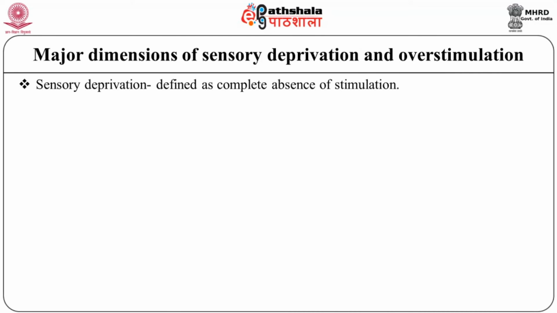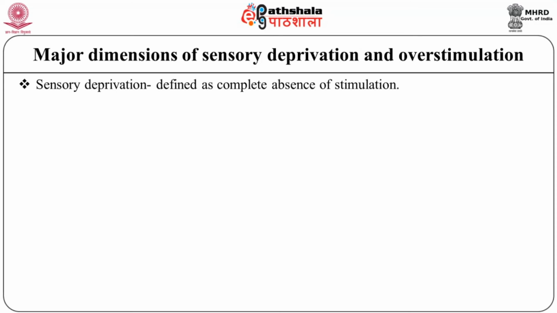Now, let us see the major dimensions of sensory deprivation and overstimulation. Sensory deprivation can be defined as the complete absence of stimulation. But does this mean an absolute zero of stimulation? For example, complete darkness or an unvarying homogeneous background of stimulation, for example, unpatterned light transmitted through translucent hemispheres.